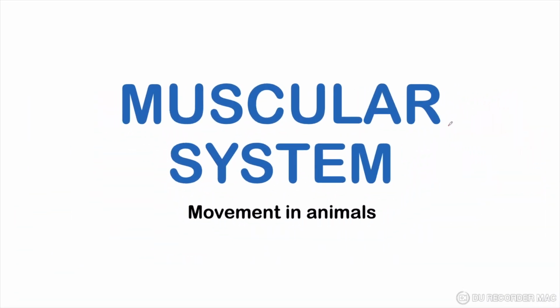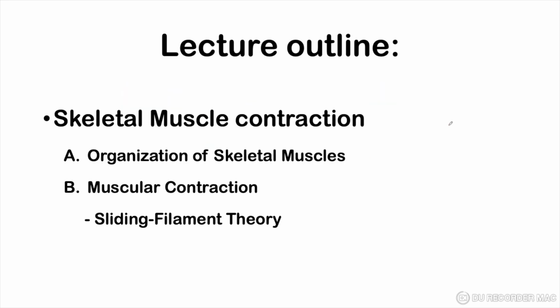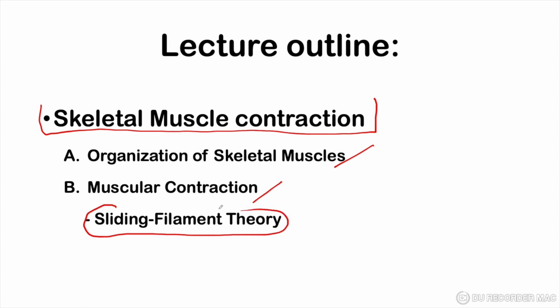Muscular system: movement in animals. So for the lecture outline of today's lesson, we'll focus on skeletal muscle contraction. First, we'll talk about the organization of a skeletal muscle. Then we'll move on to the muscular contraction proper, focusing on the concept of the sliding filament theory.